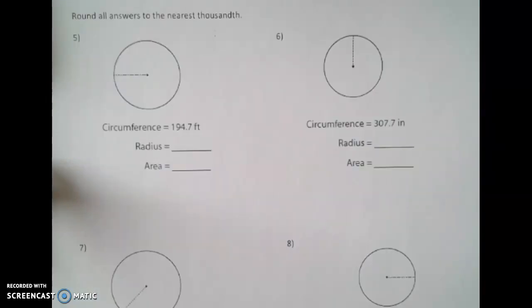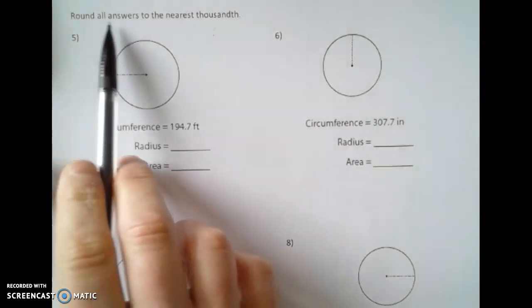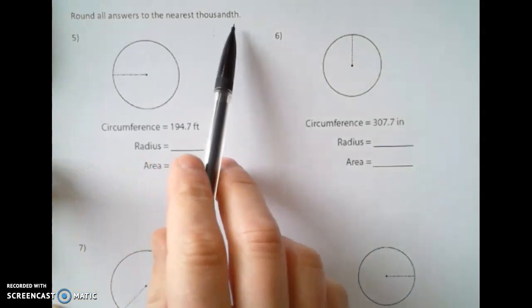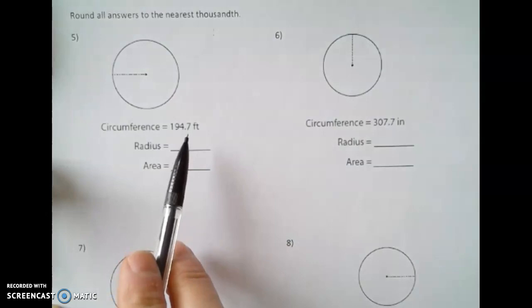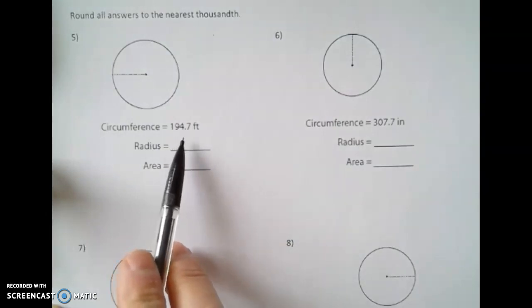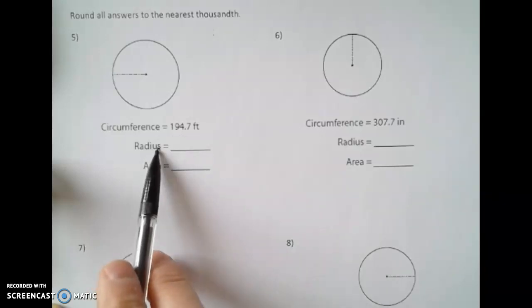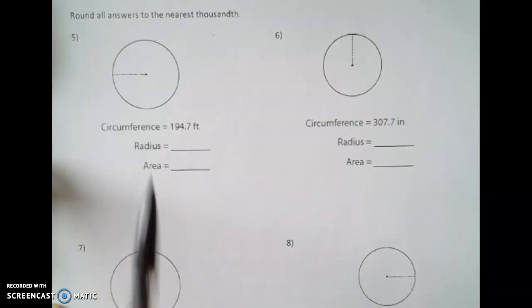In the next examples, it says round all answers to the nearest thousandth. So what we're going to do, notice this time the circumference isn't in terms of pi, it's a decimal, 194 and 7/10. Our process is still going to be the same. We have to use this to get to the radius, and then use the radius to get to the area.